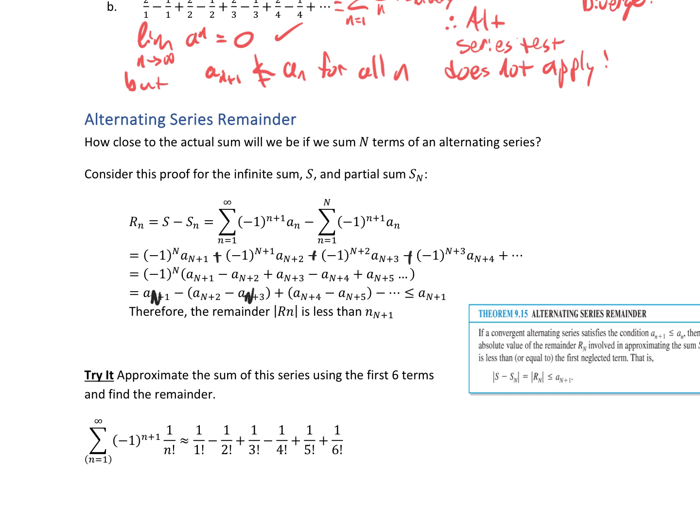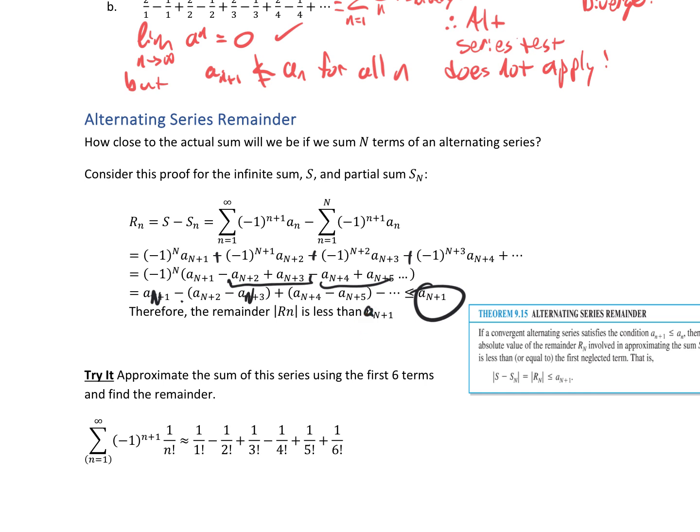Anyways, this is going to be the biggest term because remember these are all decreasing, so we can rewrite this. Notice it's really the same thing if we group these in pairs. All of these are little smaller things that are being added and subtracted, and this whole sum is going to be smaller than a sub n plus 1. So the moral of the story is this: the remainder is less than a sub n plus 1. Sorry for all the typos there.